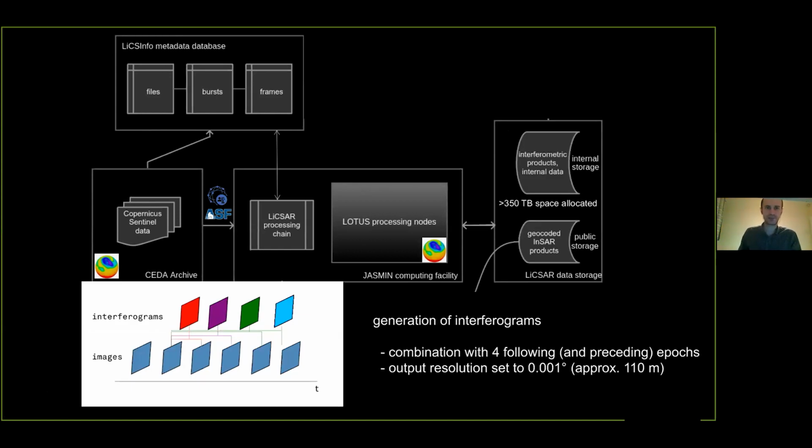After we pre-process the data, we call it resampling, we can generate interferograms. We generate 4 interferograms in a row with each temporal epoch. This is a great solution for not only observing deformation in interferograms, but also doing time series analysis with some SB small baseline time series algorithm. So we are generating the interferograms, and we actually downsample them into some, let's say, generally useful resolution to 110 meters. We have some 350 terabytes of space allocated for our data, and we are quite filling it fast.